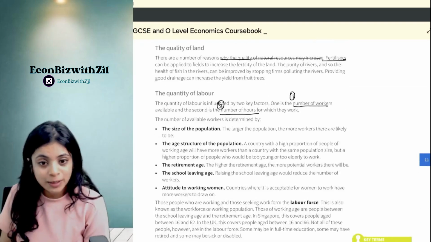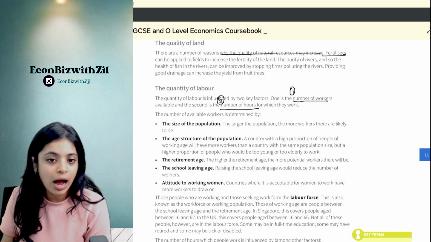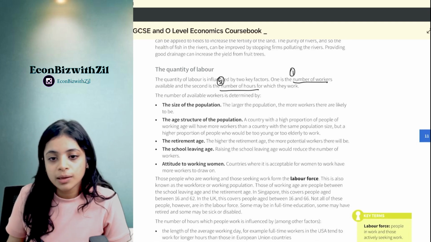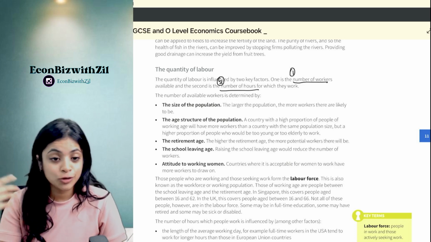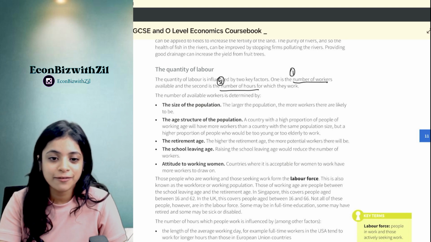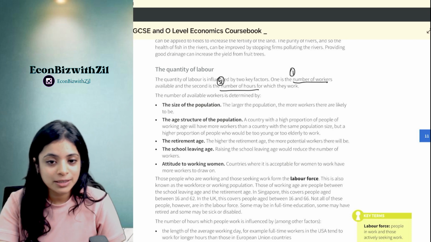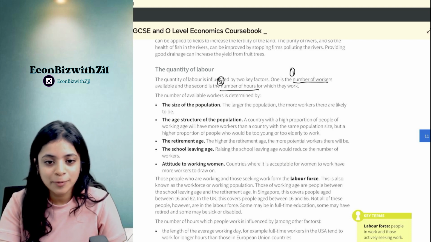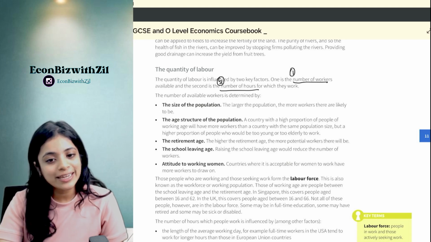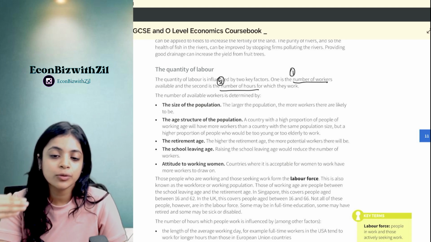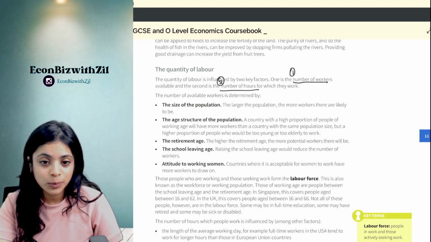The quantity of labor depends on two things. One is the number of workers, and the second is the number of hours. So the number of available workers depends on the size of the population and the age structure of the population. Like India has a very young population. The average age is pretty young. The retirement age, obviously the higher the retirement age, the more potential workers there will be. The school leaving age, if you raise the school leaving age, it'll reduce the number of people who will actually get into the workforce.